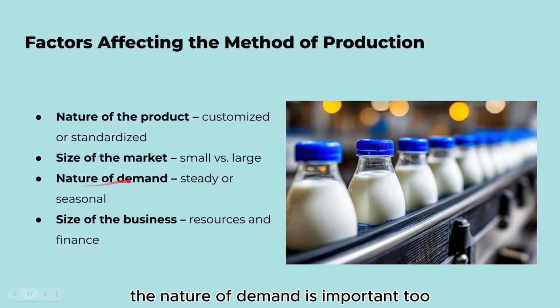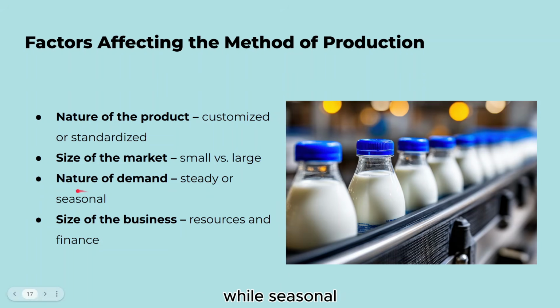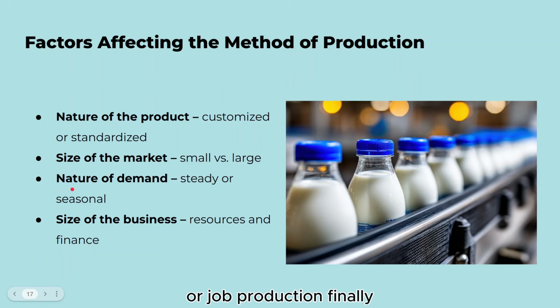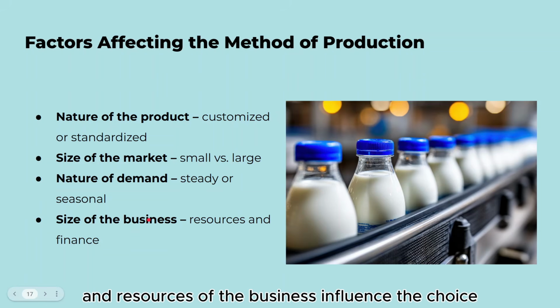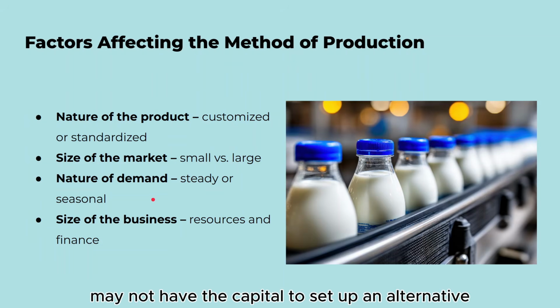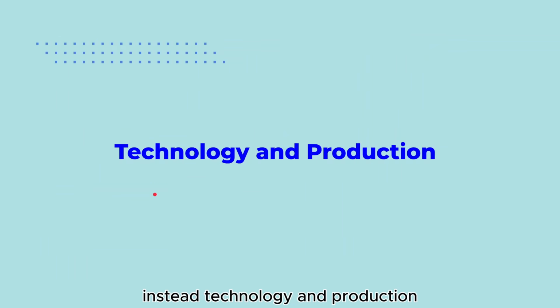The nature of demand is important too. Steady demand encourages flow production, while seasonal or irregular demand is better suited to batch or job production. Finally, the size and resources of the business influence the choice. A small firm may not have the capital to set up an automated flow production line, so it relies on job and batch methods instead.